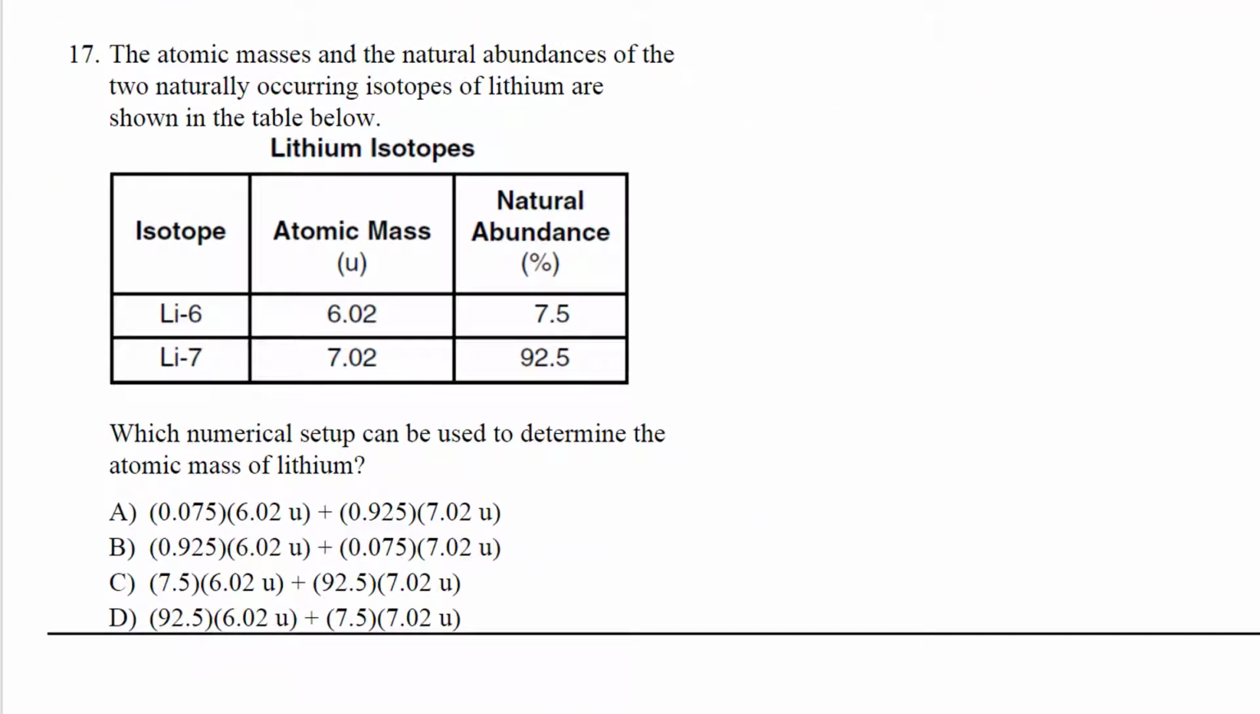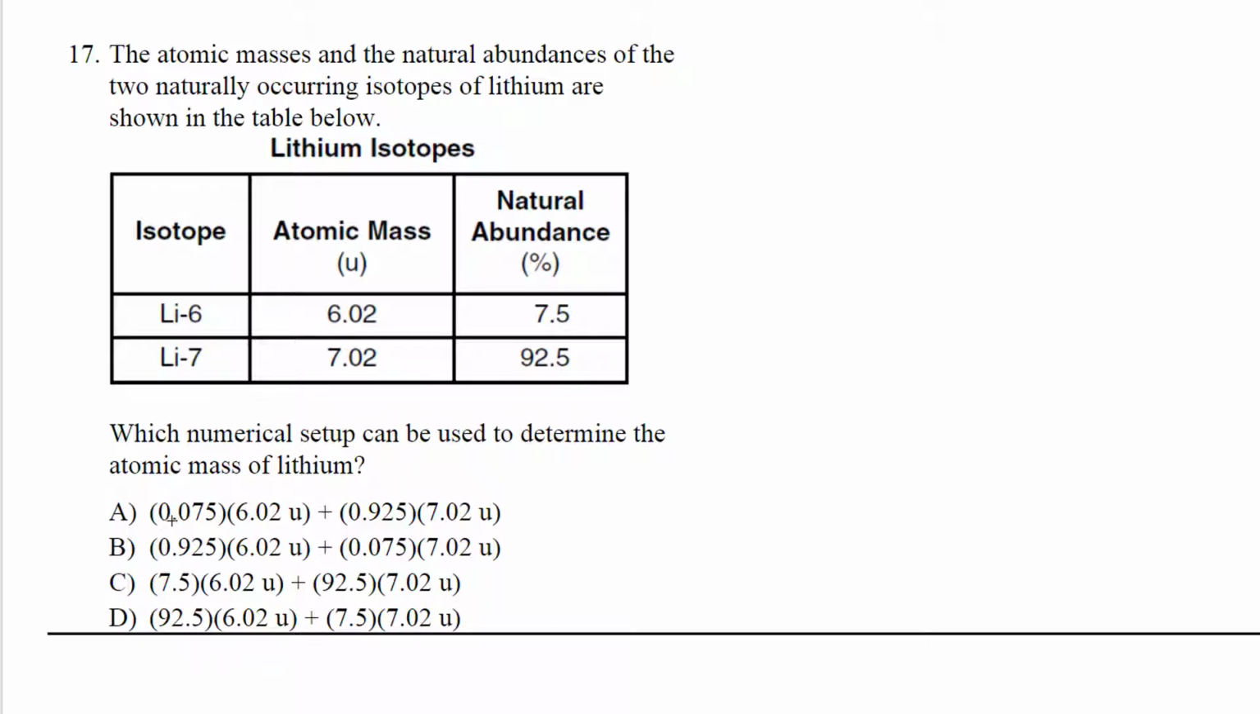Let's go to question 17. The atomic masses and natural abundances of the two naturally occurring isotopes of lithium are shown in the table below. So we have lithium-6 with an atomic mass of 6.02 and a natural abundance of 7.5%, and lithium-7 with an atomic mass of 7.02 and a natural abundance of 92.5%. And it wants to know which numerical setup can be used to determine the atomic mass of lithium. Let's go through and see what we've got.